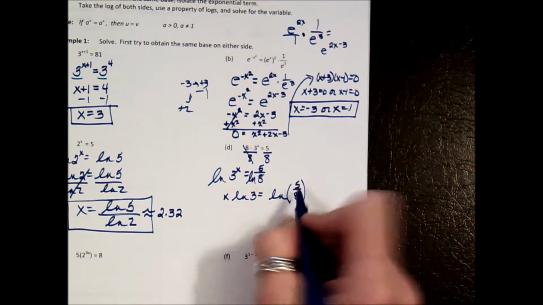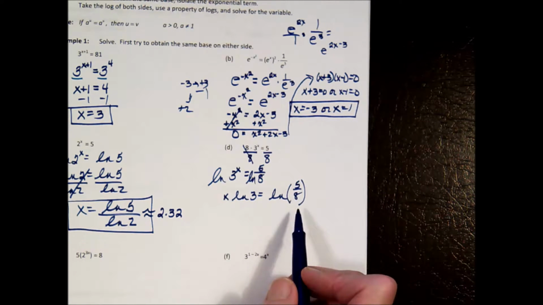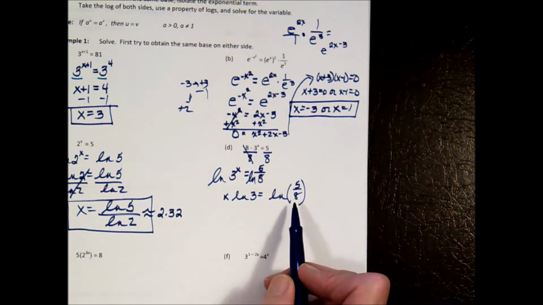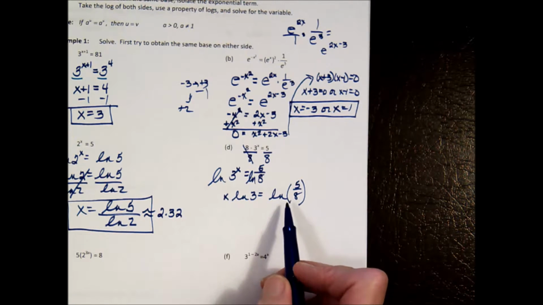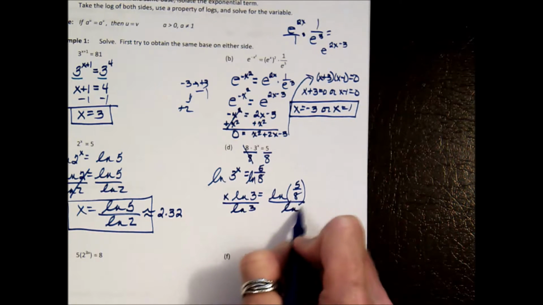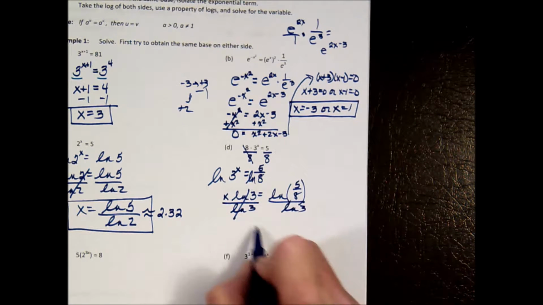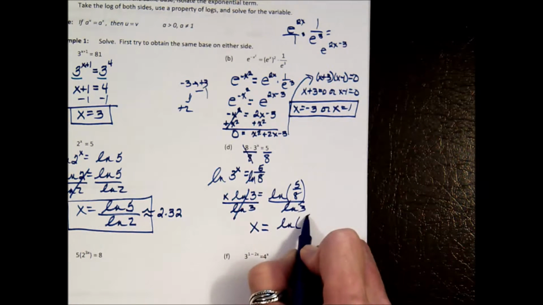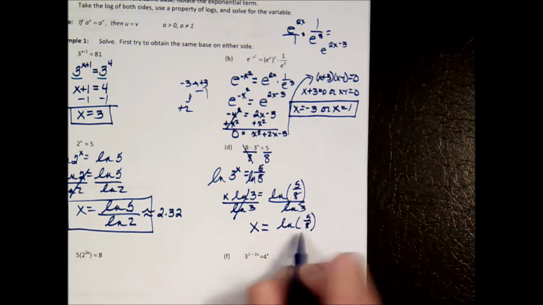Now let me make a little note here. ln of 5/8 is not the same thing as ln of 5 over ln of 8. If you don't believe me, put it in your calculator and you'll see. So be careful how you write these. Now I have to divide by ln of 3, and I get x equals, this is very awkward, but it's very accurate, ln of 5/8, get some answer, divided by ln of 3.